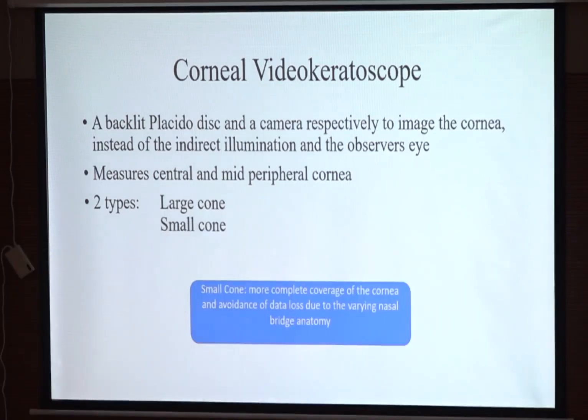The corneal video keratoscope uses a backlit Placido disc and a camera to image the cornea, instead of indirect illumination and the observer's eye. So it measures the central and the mid-peripheral cornea.